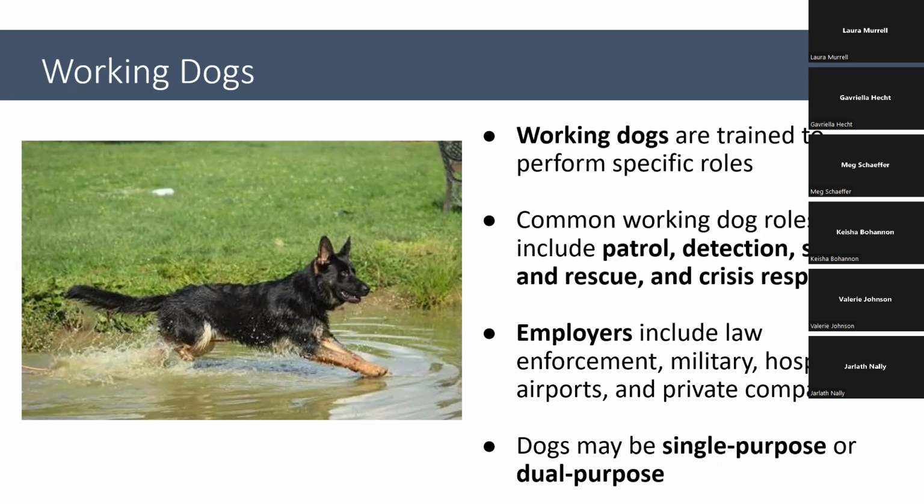A working dog also might be single purpose or dual purpose, in that they might be trained for one role or two. For example, a police patrol dog is a single purpose dog. A police patrol dog cross-trained on explosive detection is a dual purpose dog, and roles are often selected on ability, capacity, and need. Many patrol dogs, for example, are put through detection school if there's a need for more canines in that specific area or to enhance their capabilities in their daily role. Next slide, please.